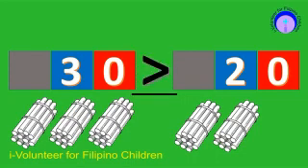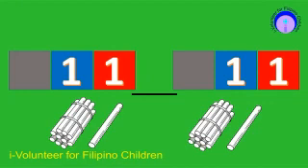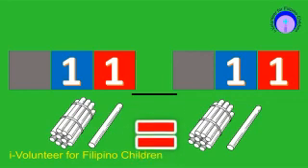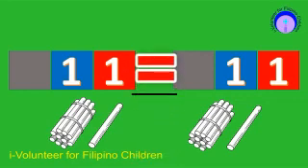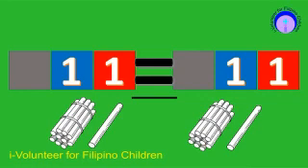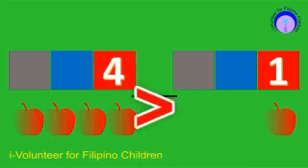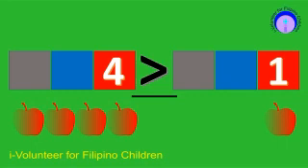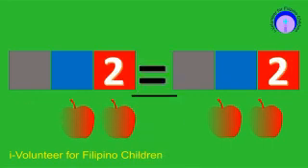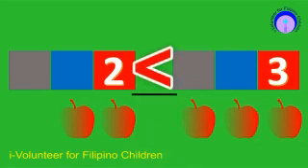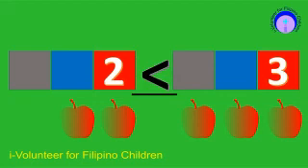30 is greater than 20. How about this one? The one on the left is the same as the one on the right. Which symbol are we going to use? This is read as 11 is equal to 11, or 11 equals 11. 4 is greater than 1. 2 is equal to 2. 2 is less than 3.